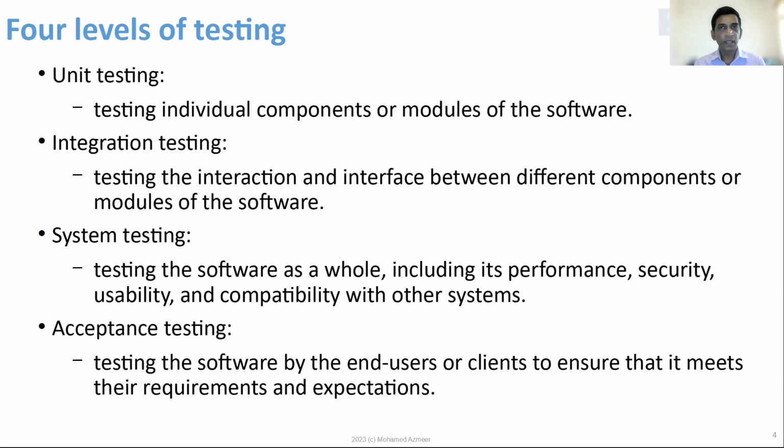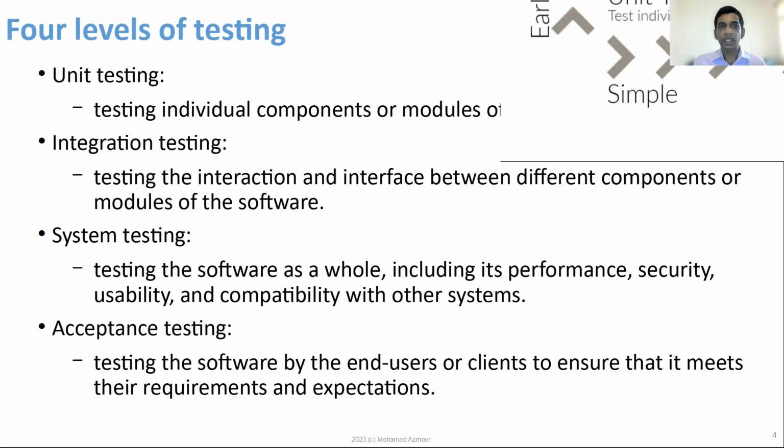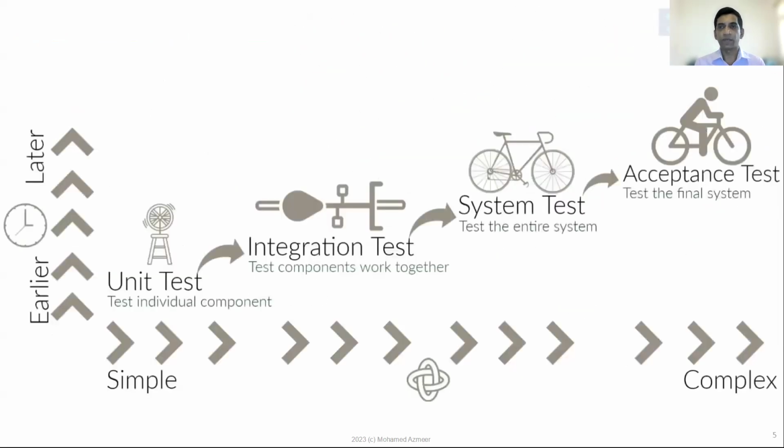So they don't know anything about the internals of the software. What they are looking at is, does it meet the expectation, or does it meet the requirements that they originally gave to the software development company, right? So that is their job. We gave you a specification, you gave us the software, now are they matching? That's what they test. So these are the 4 main levels of software testing.